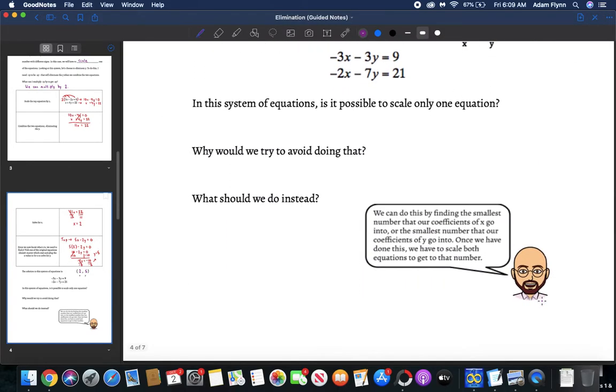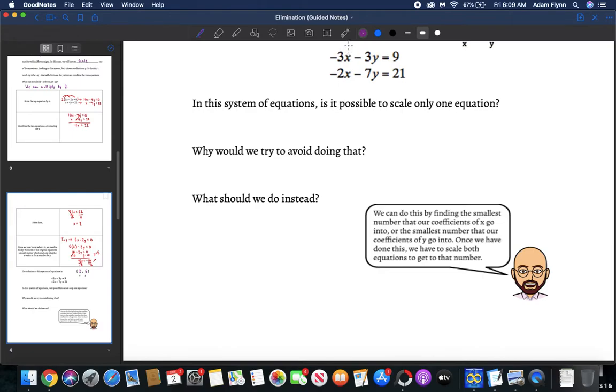So let's take a look at another example. Okay, so we've got -3x minus 3y equals 9, and we've got -2x minus 7y equals 21. Taking a look at this, let's look at our variables first. Specifically, we're going to look at the coefficients and see how much work we're going to have ahead of us.